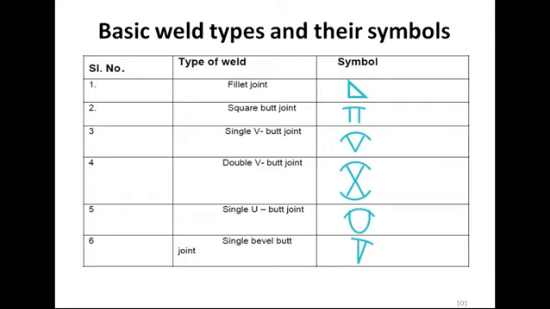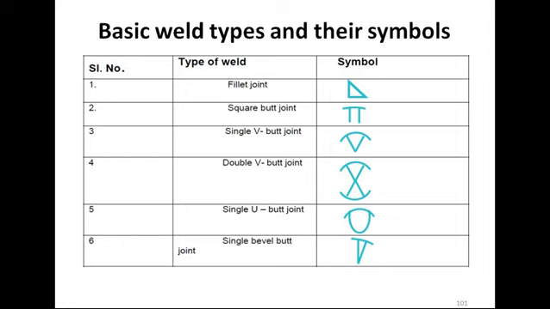So instead of this, industry has defined some symbols for every type of joint. While we are preparing the drawing for welding, we are going to keep these symbols on the drawing. Anyone who is going to do a welding process will first check what type of welding is required.